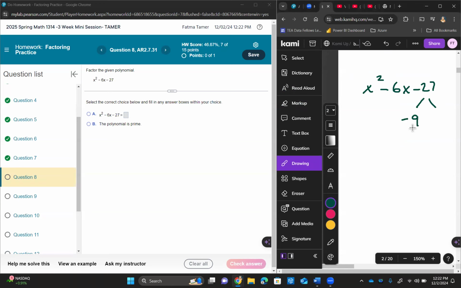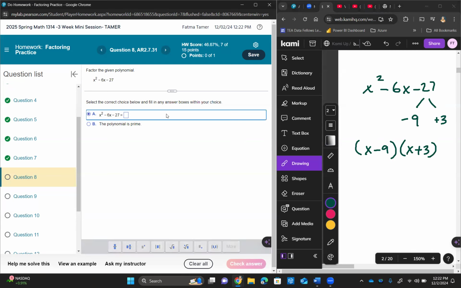So I'm thinking about using negative 9 and positive 3, because when I multiply them, the product is negative 27. And when I add them up, the sum is negative 6. So one factor will be x minus 9, and the other factor will be x plus 3. So we're going to choose A, and we will tell them one factor we need is x minus 9, and the other factor I need is x plus 3.